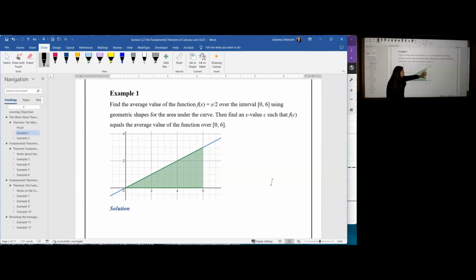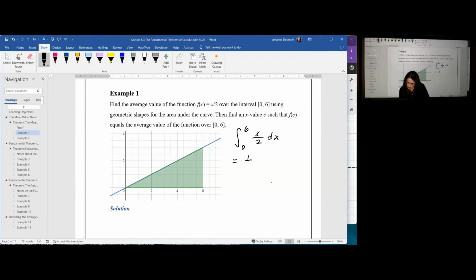Looking at this function, we can see that we have a right triangle. So let's go ahead and write down what our definite integral would be. Our definite integral would be the integral over the closed bounded interval from 0 to 6 of the function x over 2 integrated with respect to x.